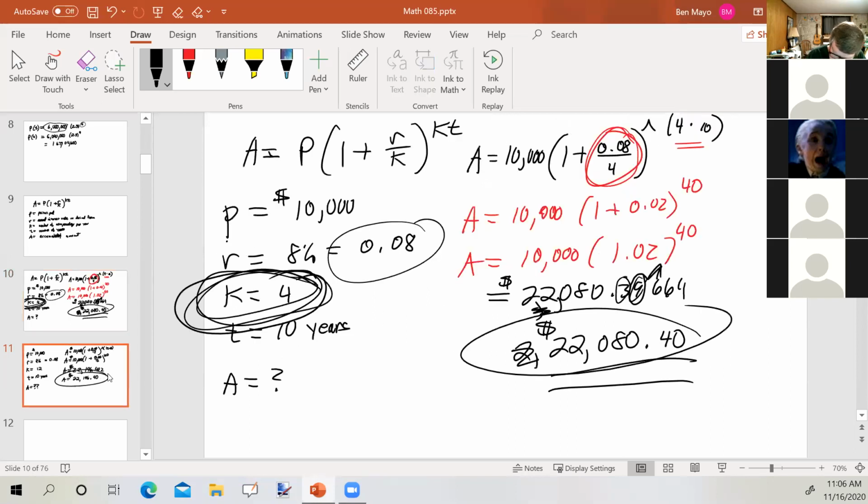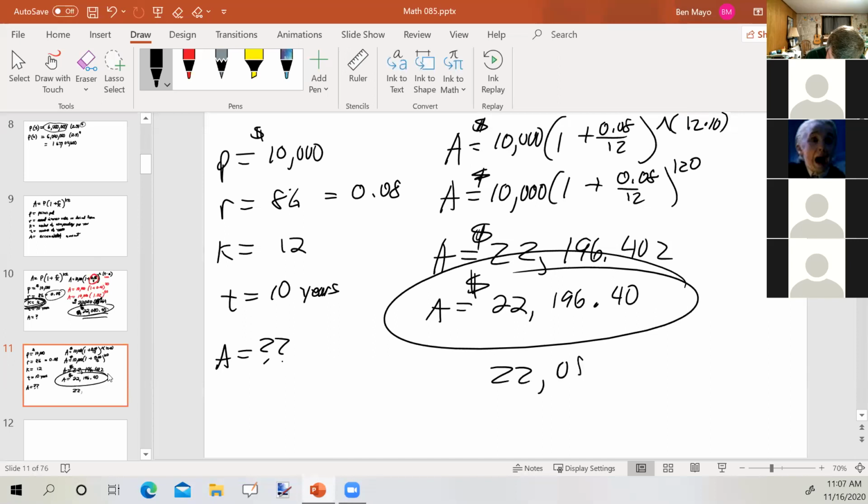Okay, so let's compare that. This was 2280.40. So by compounding it 12 times a year instead of 4 times a year, we got what, $116 more? Everything else was the same. So the number of times it's compounded per year affects the final outcome. Important to know.